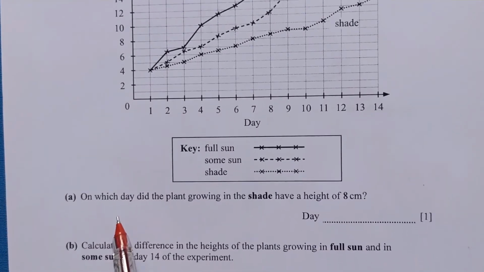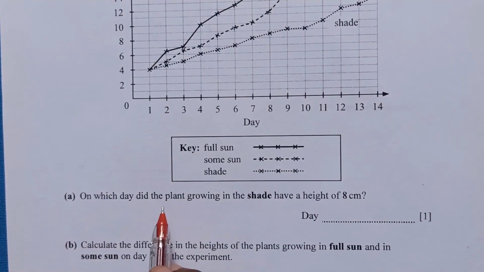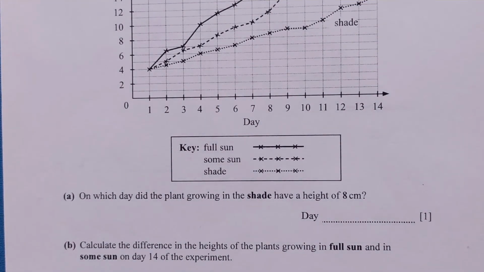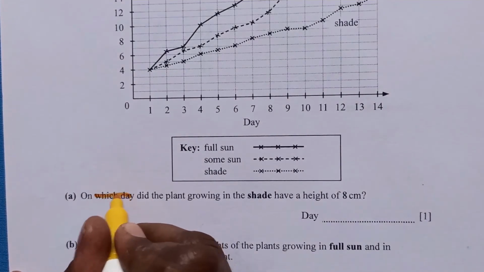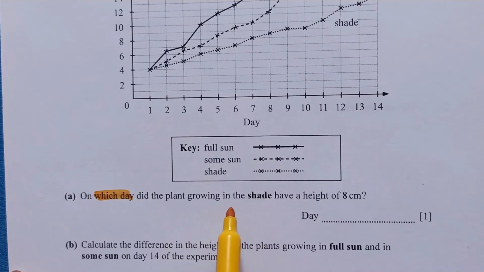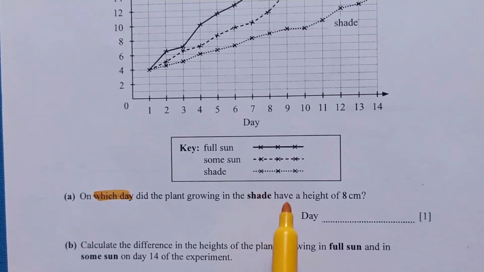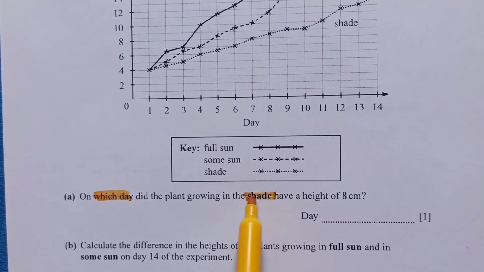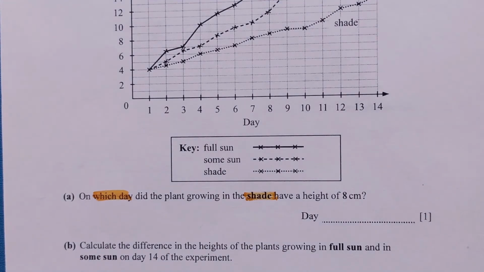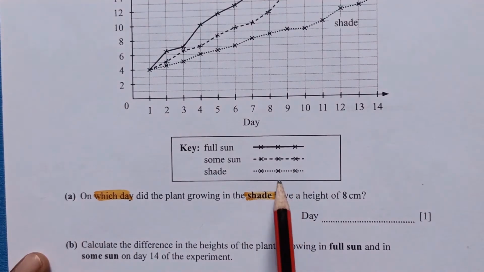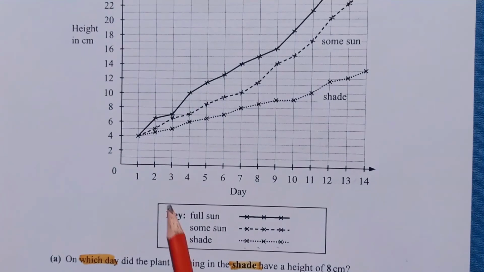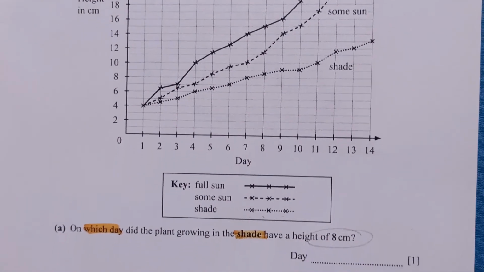So let's read the question. The question is, on which day does, we need to look for the day. Which day does the plant grow in the shade? So in the shade have height of 8 centimeters. So we will go for the graph of shade. Shade is this dot here. So it's this one. He said when it is 8 centimeters.